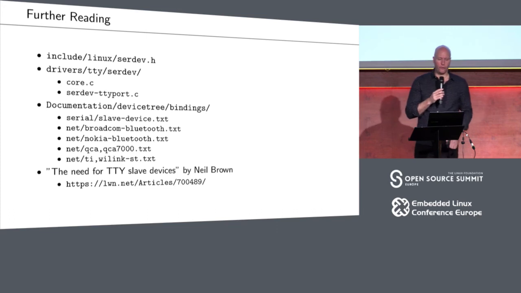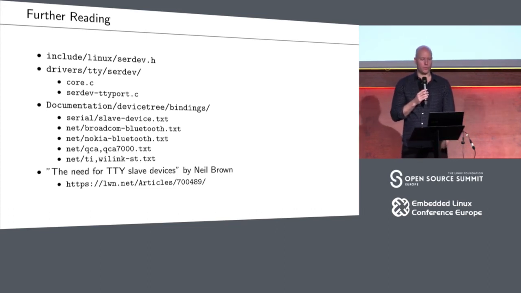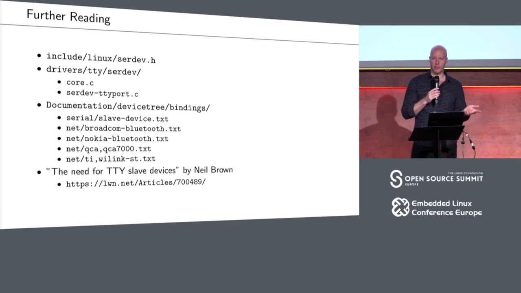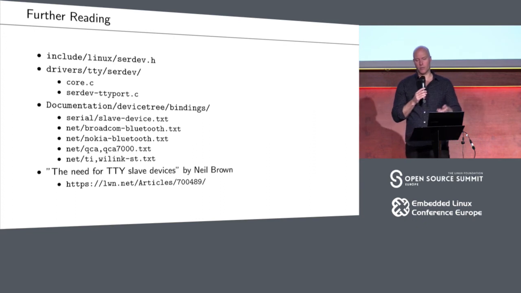If you want to do some further studying on this, I recommend looking at the code. It's only these three files, basically: an include file and two files in drivers/tty/serdev. It's not really that much code to process. Device tree bindings have been defined where they should be. The thing to watch out for is that we've accepted bindings for things that aren't implemented yet. So you could have clock resources and so on being defined, but the driver won't actually use them yet.